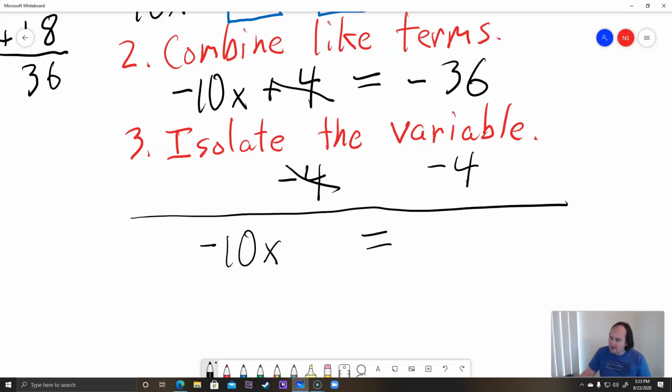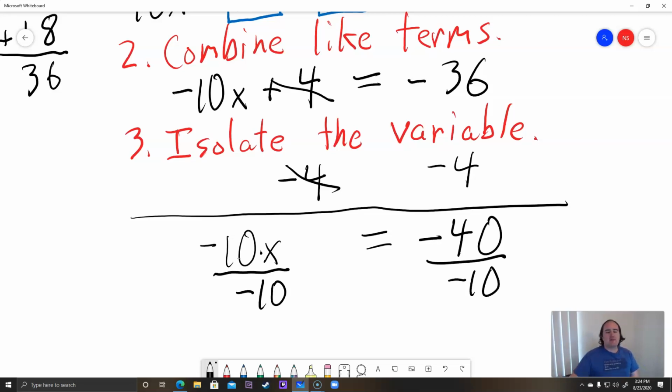On the right side, combining negative 36 and negative 4, they're the same sign, so we keep the sign and add. 36 plus 4 is 40, so that's going to give us negative 40. So we have negative 10x equals negative 40. Then we need to isolate x. How do we isolate x here? To get rid of the negative 10, this is negative 10 times x, we have to do the opposite of multiplying, which is dividing. So we divide both sides by negative 10.